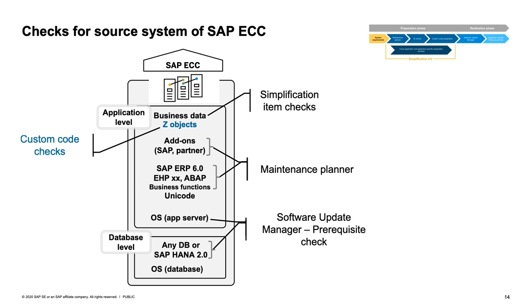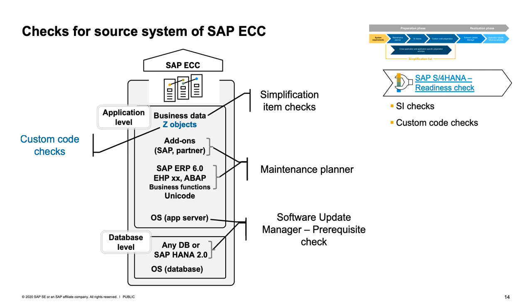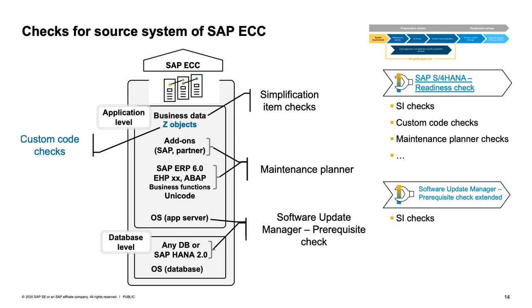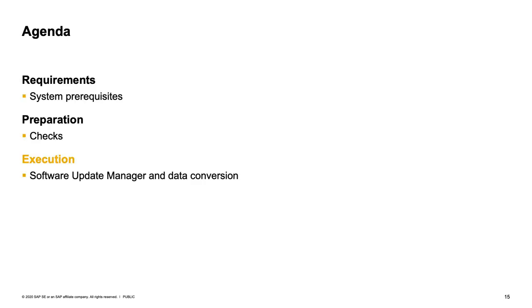Then we have some checks that are kind of umbrella. We have seen the readiness check that is taking over a lot of checks listed here. So the readiness check is considering the simplification item checks, custom code checks, even maintenance planner checks. And I've introduced the Software Update Manager prerequisite check extended that has a kind of overlap with the readiness check, but can detect more technical issues in the source system compared to the readiness check. So we expect you to run both checks. That is the overview on those checks.